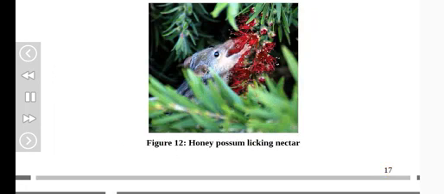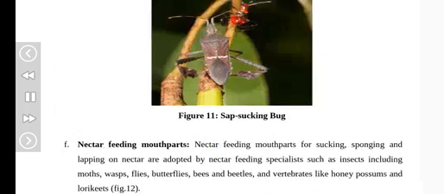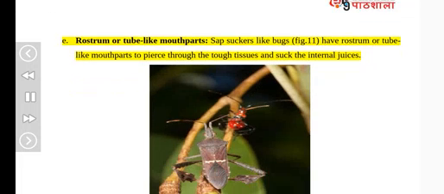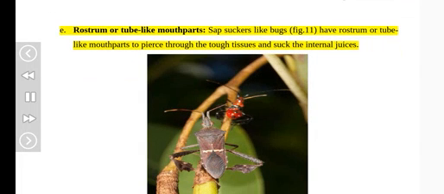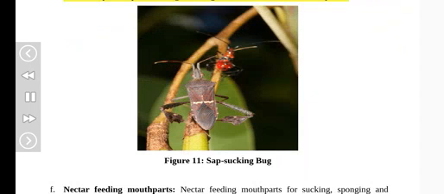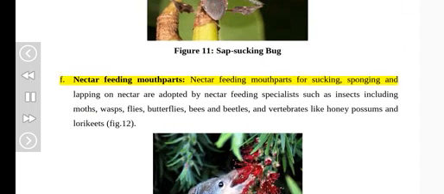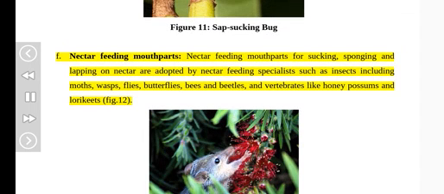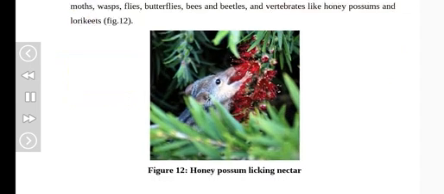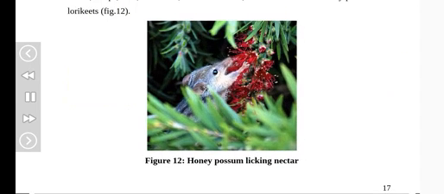E. Rostrum or tube-like mouthparts. Sapsuckers like bugs have rostrum or tube-like mouthparts to pierce through the tough tissues and suck the internal juices. Figure 11. Sap-sucking bug. F. Nectar-feeding mouthparts. Nectar-feeding mouthparts for sucking, sponging and lapping on nectar are adopted by nectar-feeding specialists such as insects including moths, wasps, flies, butterflies, bees and beetles, and vertebrates like honey possums and lorikeets. Figure 12. Honey possum licking nectar.